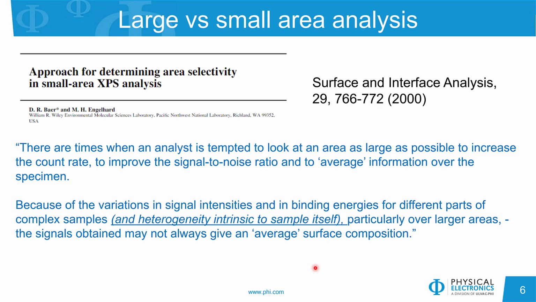So what is small area analysis? 20 years ago, a very important paper came out from Don Baer and Mark Engelhardt that discussed an approach to determine area selectivity in small area XPS. And I would like to share this quote. There are times when the analyst is tempted to look at an area as large as possible to increase the count rate, so we can have a higher signal-to-noise ratio and obtain average information over the specimen. But due to variation in signal intensities, due to variation in binding energies, and, what's important, due to heterogeneity intrinsic to the sample itself, the signal obtained may not necessarily be average surface composition.